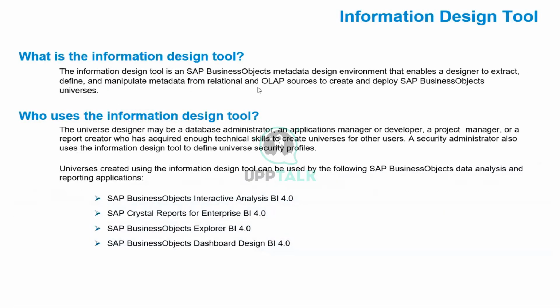Here is the definition of Information Design Tool. Information Design Tool is the SAP BusinessObjects metadata design environment. As I told you already, it is for designing metadata, which enables a designer to extract tables and define them. We will give proper definitions for objects and manipulate metadata from relational and OLAP sources. Manipulate metadata means we can write some formulas here. We don't need to directly use the objects coming from the database itself.